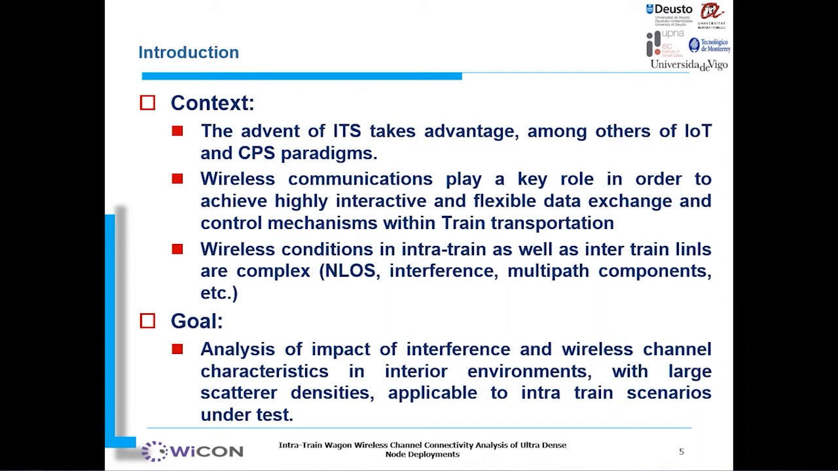Now, taking into account that we are going to be working with wireless transceivers located within the domains of the train environment, these wireless conditions in intra-train as well as in inter-train links are going to be very complex. We're going to have quite a large density of non-line-of-sight conditions. We're going to have interference from our users as well as from other external users and other systems. We're going to have multipath components, etc. So the goal that we aim for in this work is to provide the analysis of the impact on wireless channel characteristics in terms of interference as well as useful signal. In the interior environments, we're going to have large scatterer densities, which is going to be applicable in this case to the inter-train scenarios under test.